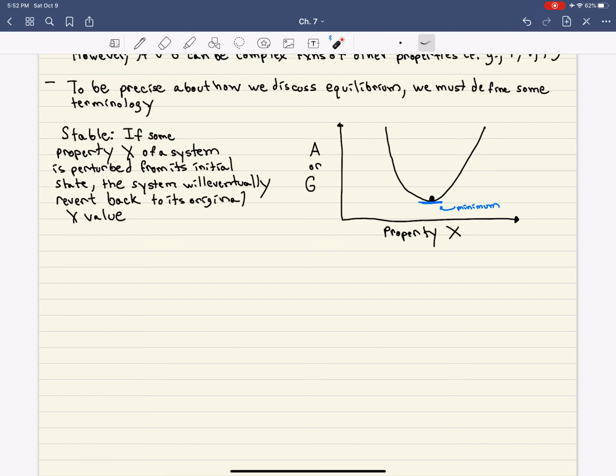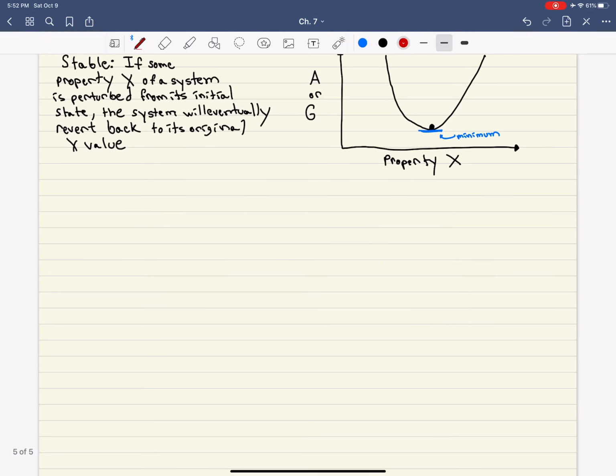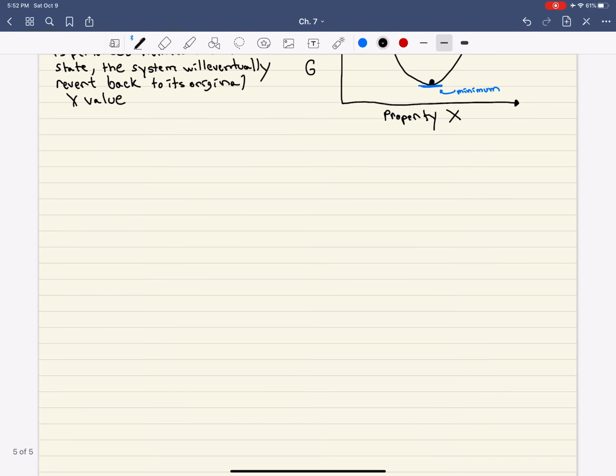Okay? If we have a situation like that, we would say that the system is stable. It's always going to return back to its original equilibrium state. Okay, so that's what we mean by stable. The next term I want to define is metastable.